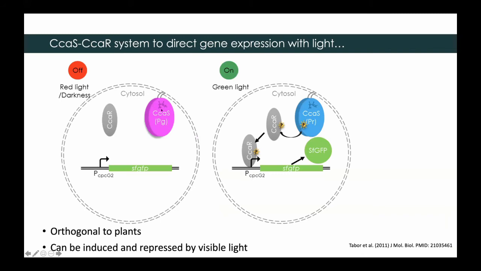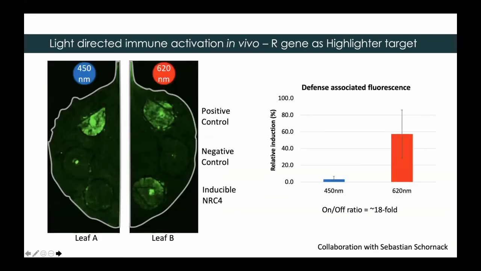It's called CCS-CCAR. It's a two-component system. It changes gene expression in response to different light environments. And what we've been able to do is convert the system to induce, for example, this NRC4R gene. So in red light, we can turn it on. In blue light, we can turn off the gene expression.